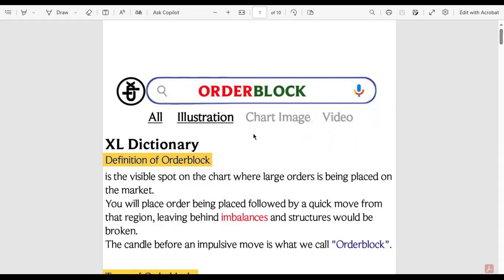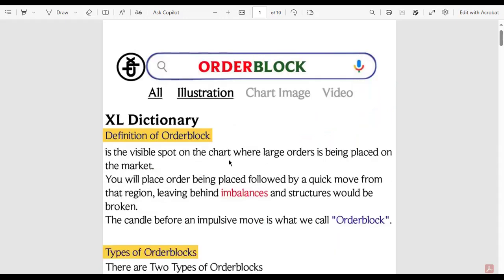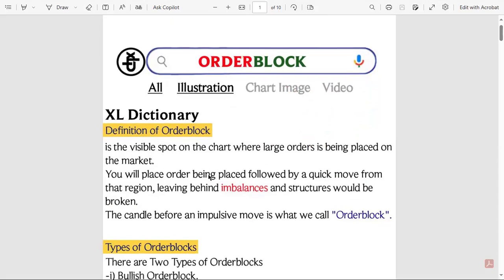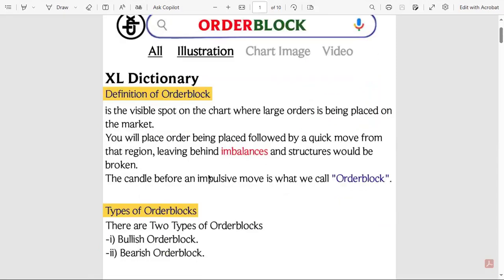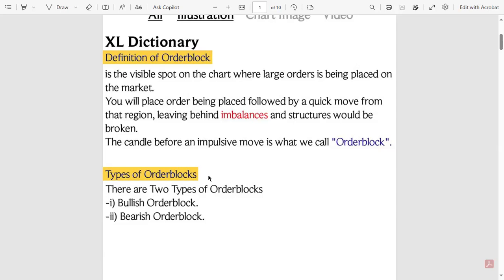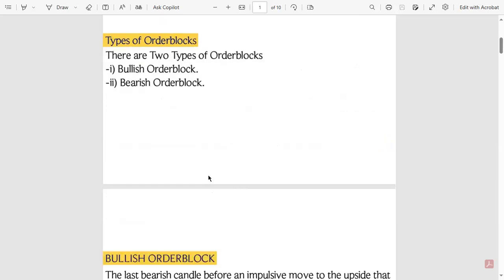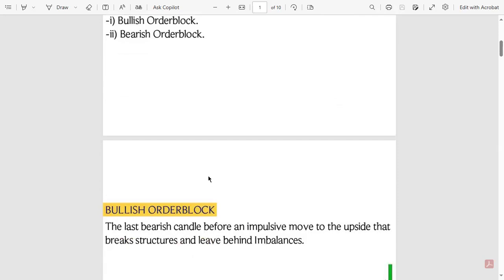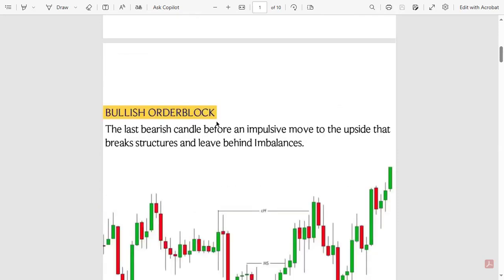So now let's check on the types of order blocks. We already know what exactly an order block is. There are two types of order blocks: the bullish order block and the bearish order block. I have already shown you an example of how you can mark your order blocks, so let me show you how you can actually define these two types.